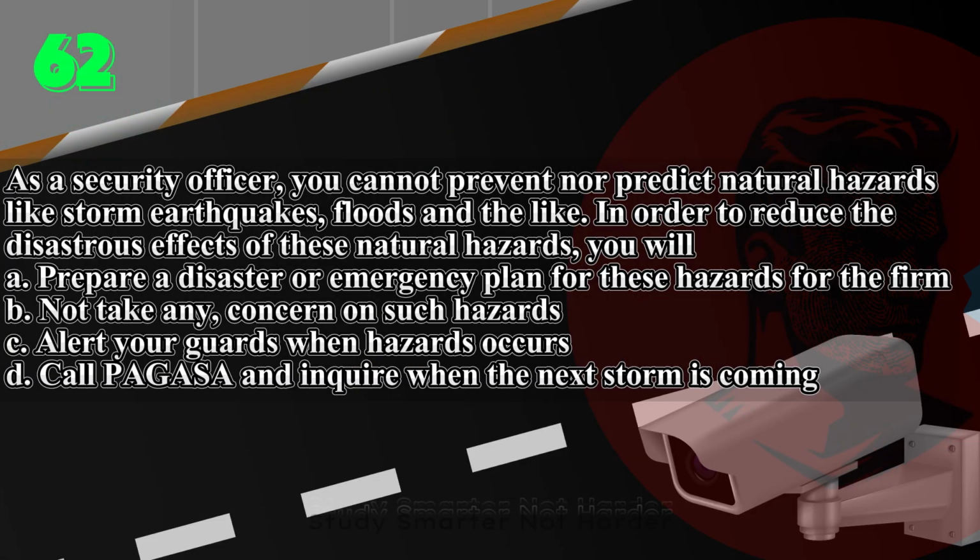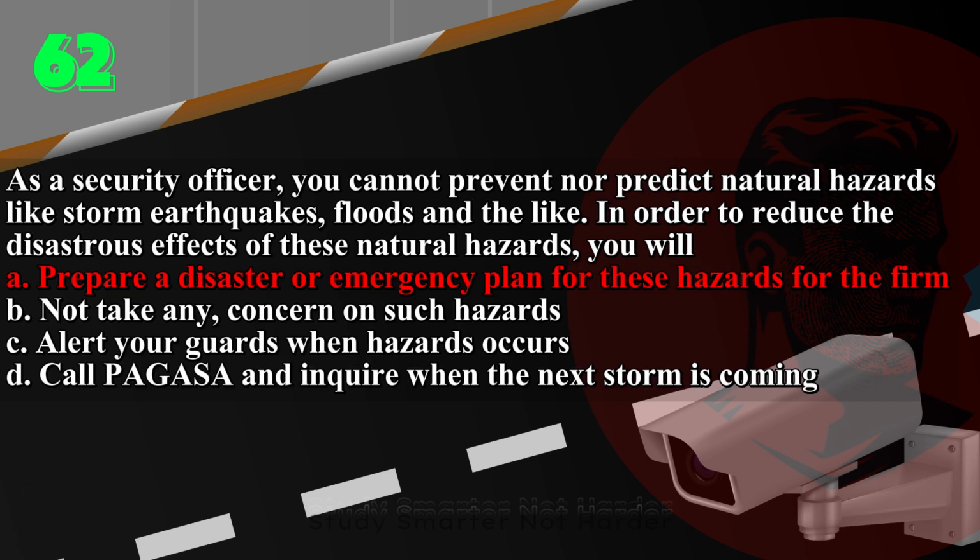62. As a security officer, you cannot prevent nor predict natural hazards like storms, earthquakes, floods, and the like. In order to reduce the disastrous effects of these natural hazards, you will A. Prepare a disaster or emergency plan for these hazards for the firm. B. Not take any concern on such hazards. C. Alert your guards when hazards occur. D. Call PAGASA and inquire when the next storm is coming. The correct answer is A.